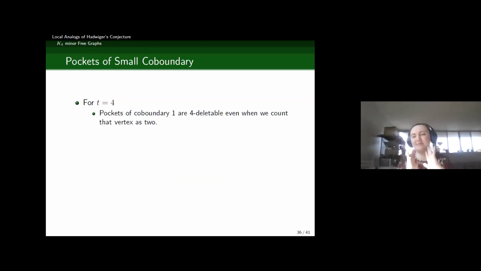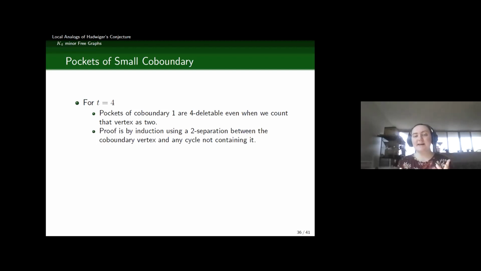So we've dealt with our deep pockets. So let's deal with our purse analogs, or pockets of small coboundary. So pockets of coboundary 1 for t equals 4 are deletable, even when you double count that vertex. And the proof is you proceed by induction, and you use the fact that if you have a coboundary vertex and a cycle that doesn't contain it, you have to have a 2 separation between the two. Because if there are 3 disjoint paths from a vertex to a cycle that doesn't contain it, that's right away a K4 minor, which you can't have.